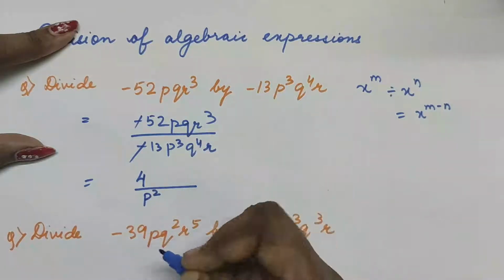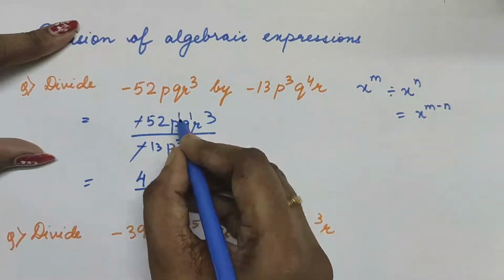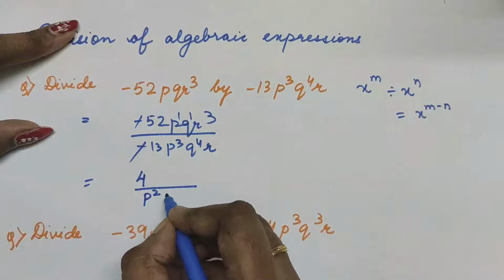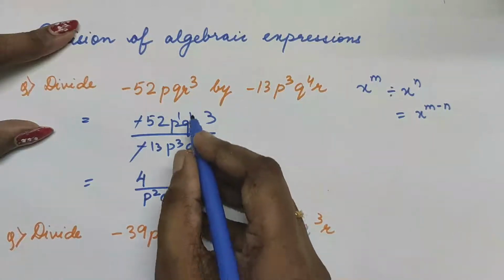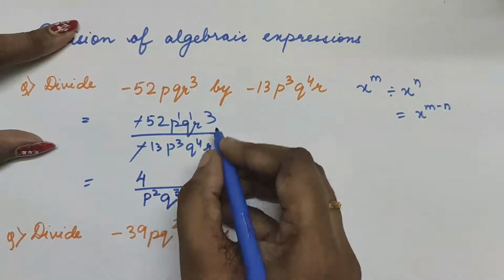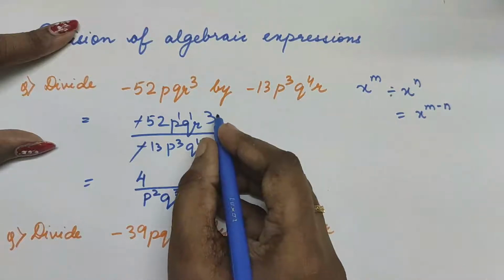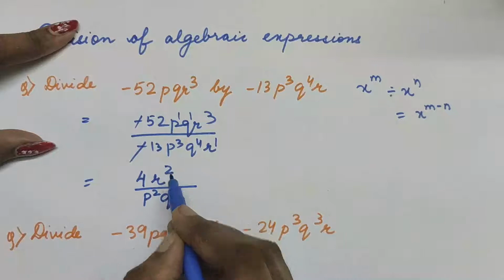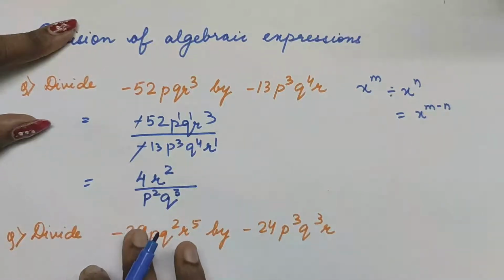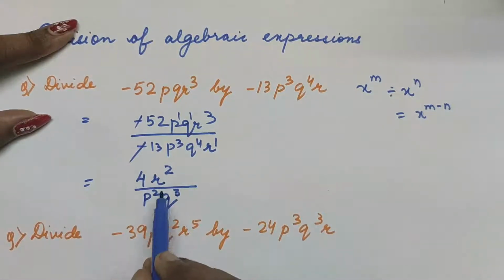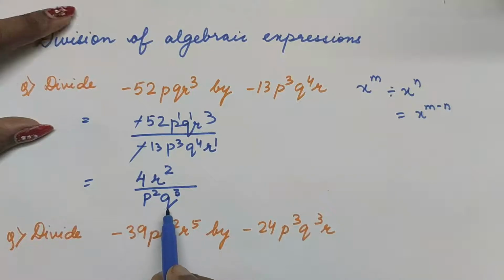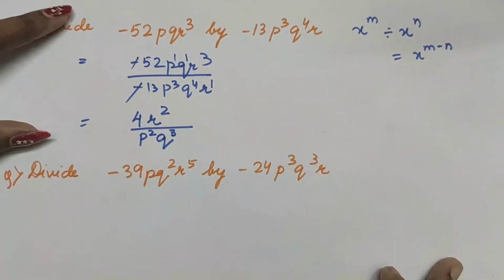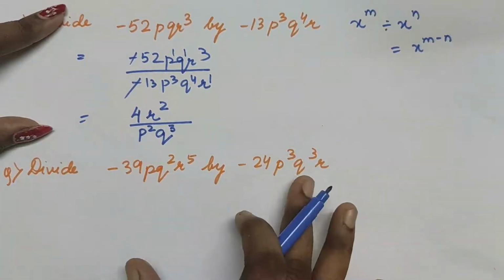Only one q is there, so here and here it's 4q, so obviously 4 minus 1, that is 3, and r is more in the numerator, so 3 minus 1, so r 2. So our final answer is going to be this, 4r square by p square q cube, right? One more question to understand the monomial division by monomial.